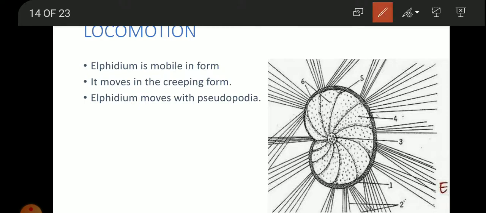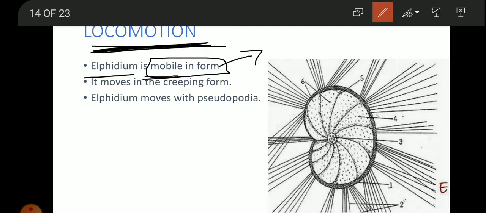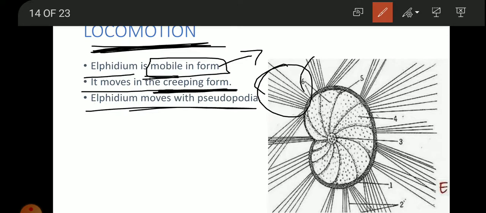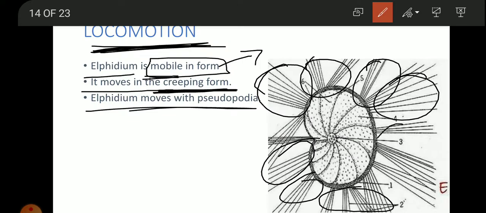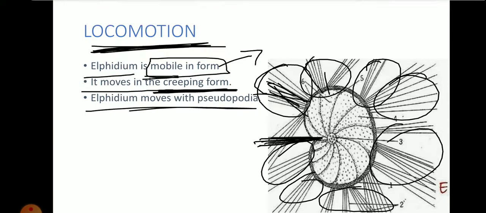Locomotion: how is locomotion seen in these animals? Elphidium is mobile, that means it is always moving, it's not stationary. It moves in a creeping form. Do you know creeping? Elphidium moves with the pseudopodia. And we well know how pseudopodia are formed, by the cytoplasm. When the cytoplasm moves outside from the pores, the pseudopodia are formed.